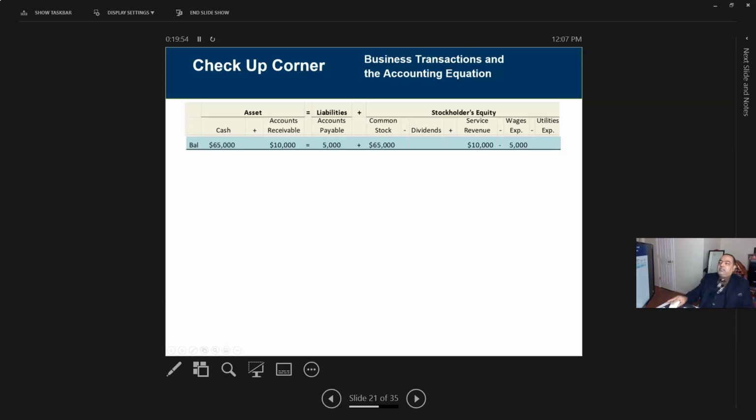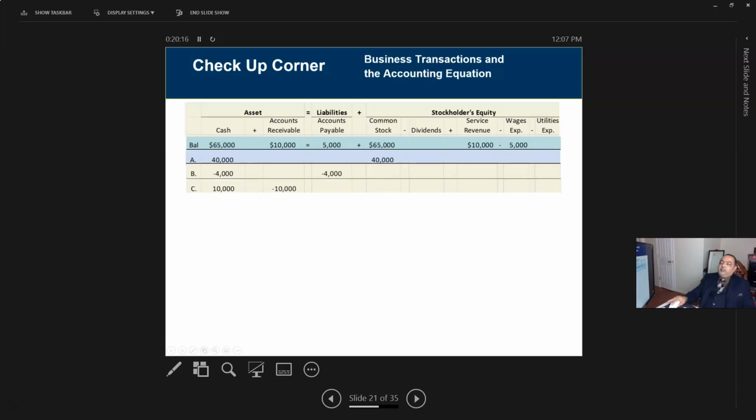Since it reduces the stockholders' equity, we're taking that as minus. In the first transaction, we received another 40,000 in cash for common stock. So you can see these two accounts are affected. And then in the second one, we paid off 4,000 of the accounts payable. So you can see cash is reduced and accounts payable is reduced.